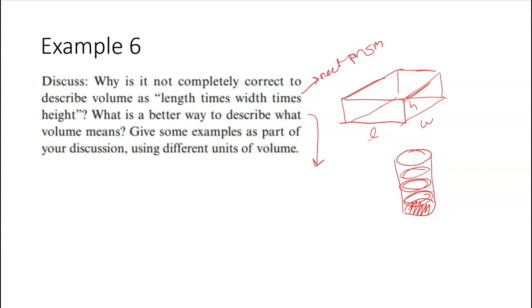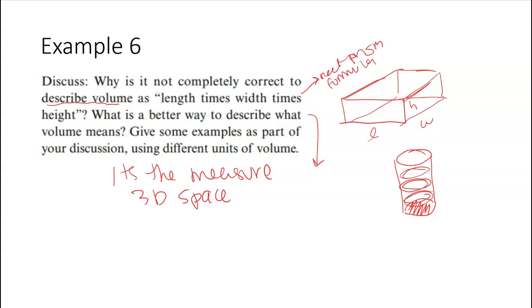Okay, and also just to add here, this is also a formula. It's not describing volume, it's giving a formula. A better way to describe volume is it's the measure of three-dimensional space, or what fills the shape. So give some examples. So okay, it could be 300 cubic inches, right? And then that would be 300 1-inch by 1-inch cubes filling that shape.